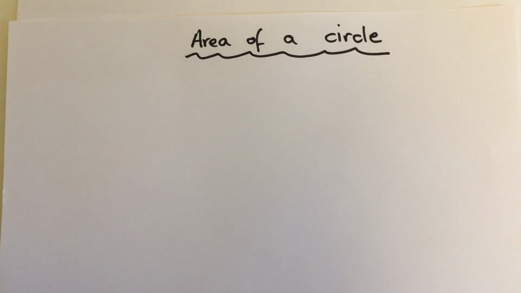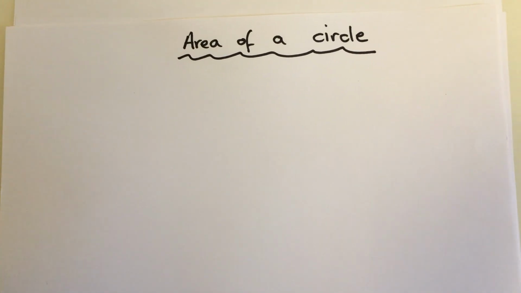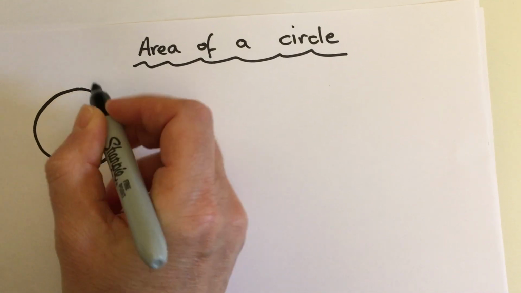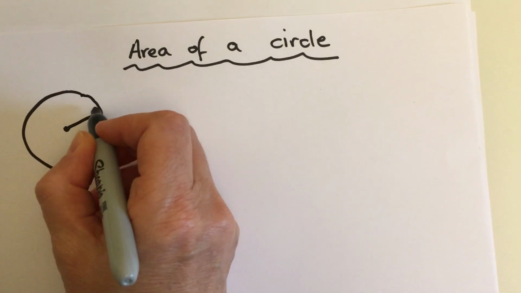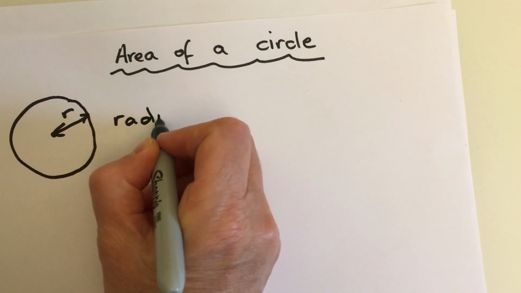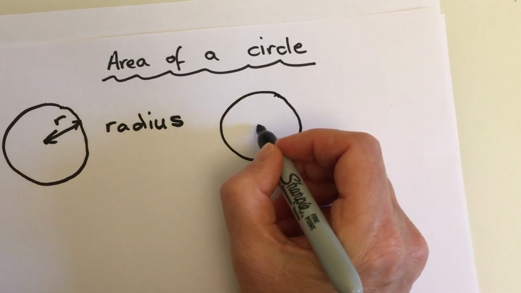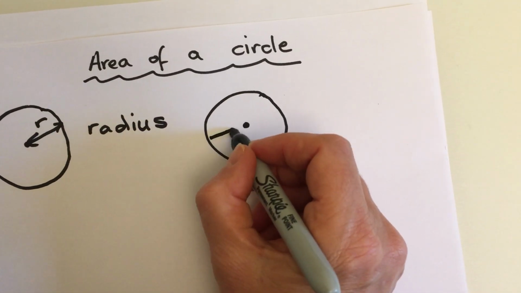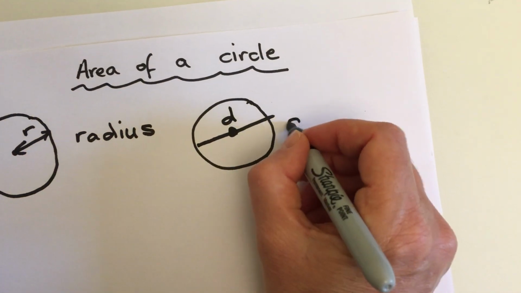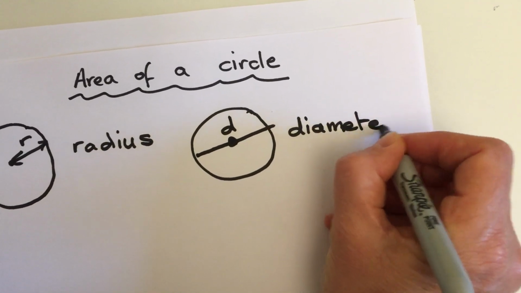Today we're going to be looking at how to find the area of a circle. Just a quick reminder, if you have a circle, any line from the centre out to the edge is called the radius, and any line from one side to the other through the centre is called the diameter. It's really important that you know which is which.